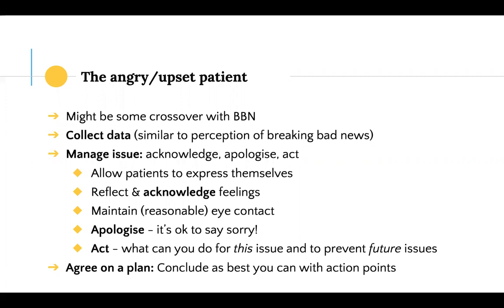And then finally, like I mentioned earlier, think about what you could do for the error or whatever has made the patient upset. Think about what you could do right now, as well as reassure them about what you will do to prevent this issue from happening in the future. And then finally, agree on a plan and make sure that the patient or relative is happy with this plan. And then make sure that they understand the action points that you'll both be taking away from the scenario.